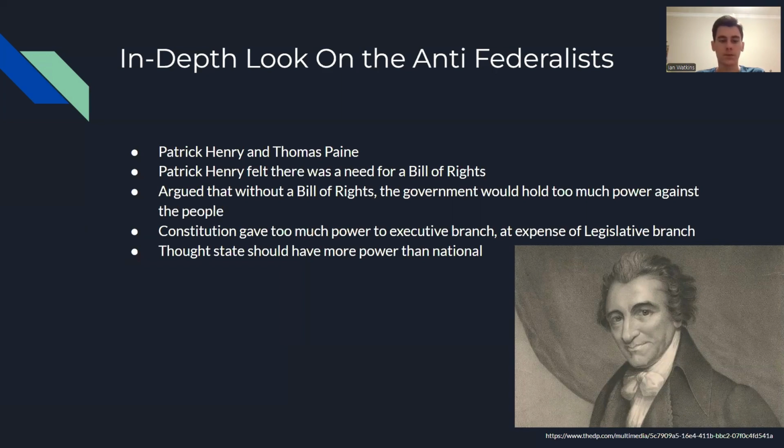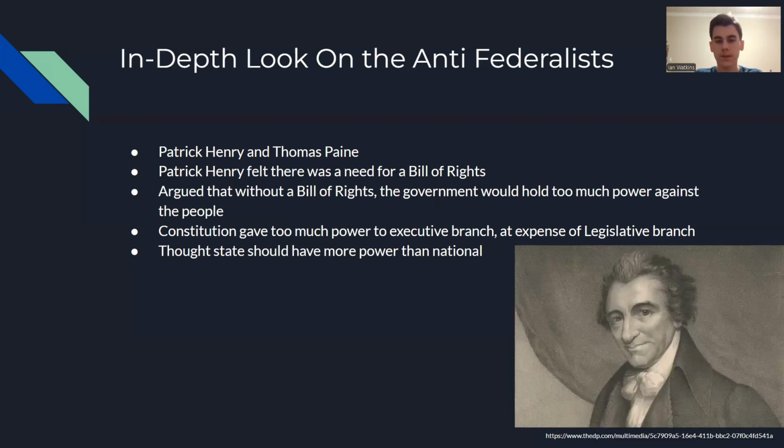So your freedom of speech, right to bear arms, things like that, would give more power to the people and less power to the government, giving it a little more balance. They thought the Constitution gave way too much power to the executive branch at the expense of the legislative branch. They thought the legislative branch should have more power since its officials were elected by the people and not by the Electoral College.